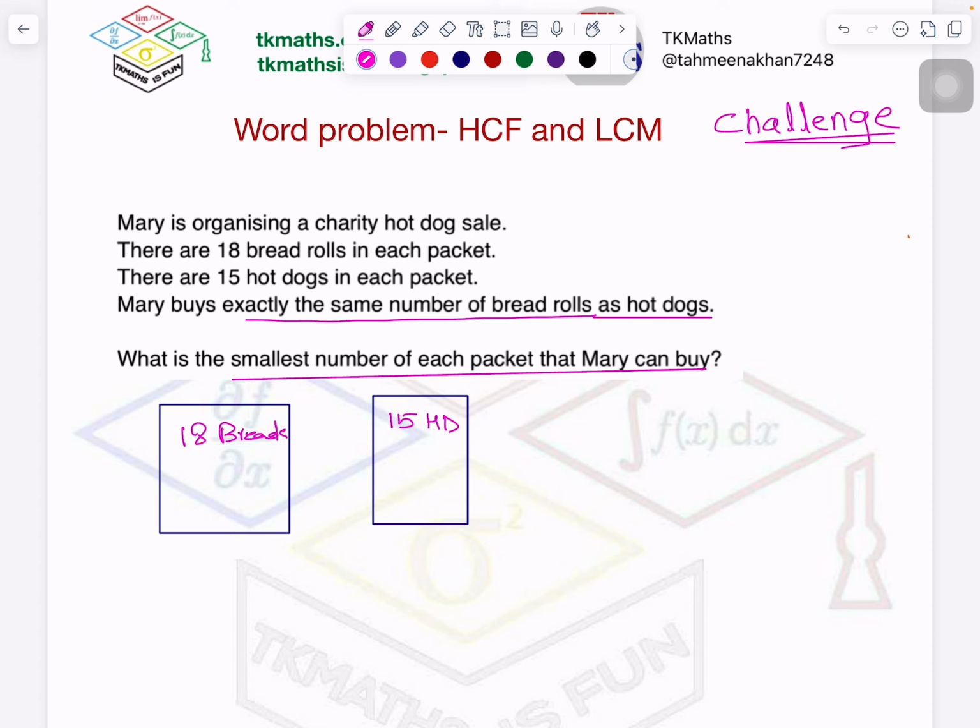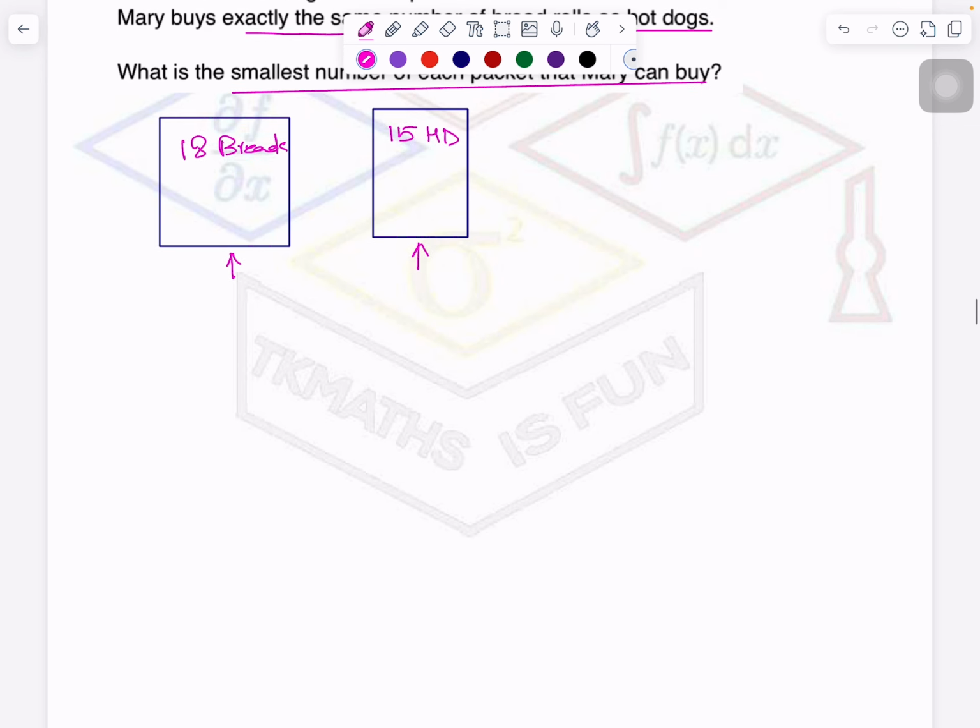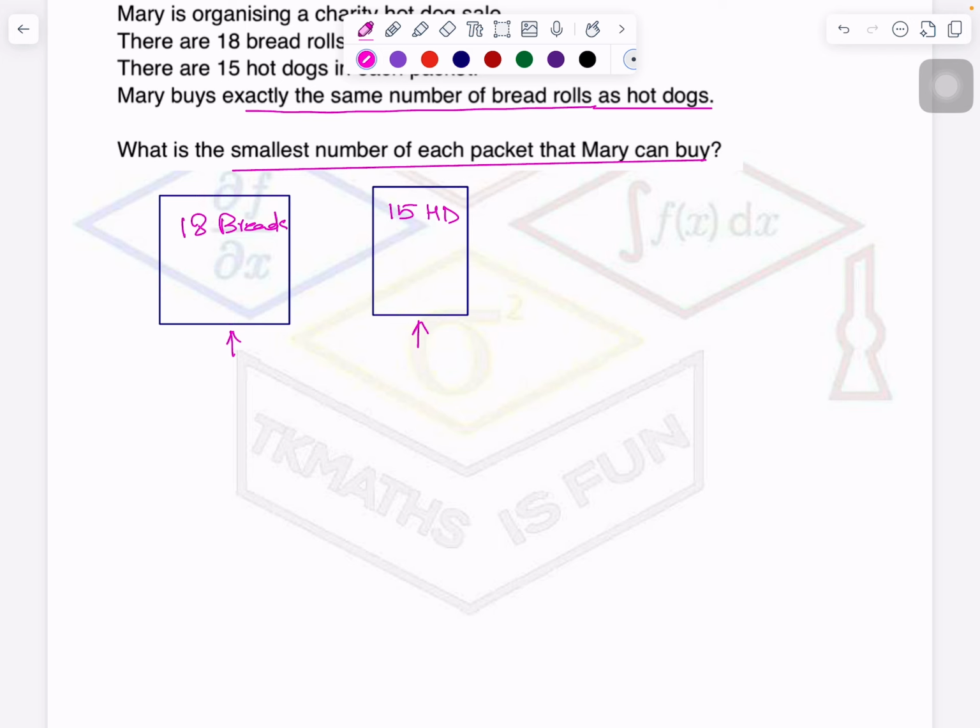So the question is saying Mary buys exactly the same number of bread rolls and hot dogs. So how many packets of this she will buy and how many packets of this she will buy so that she can make an equal number of burgers. Right? You understood the point here. So what comes in your mind? Okay. So the thing is, first of all, we need to know exactly how many burgers she can make, right? The word burgers I'm using myself just to tell you that bread and hot dog will together make a burger.